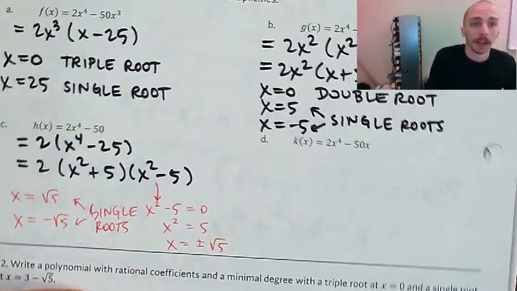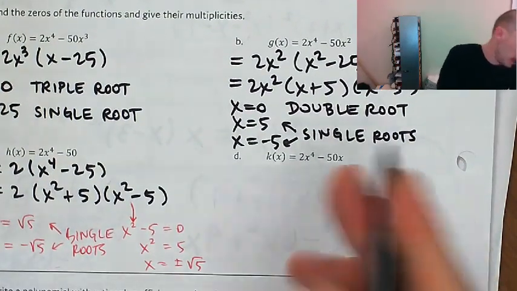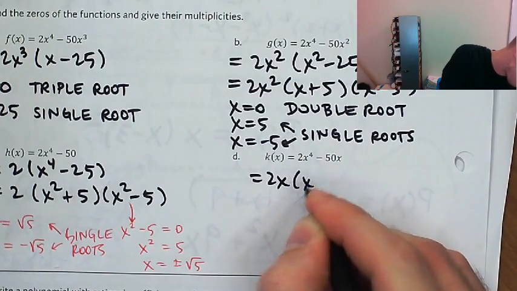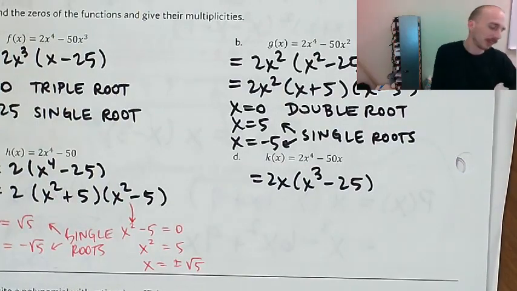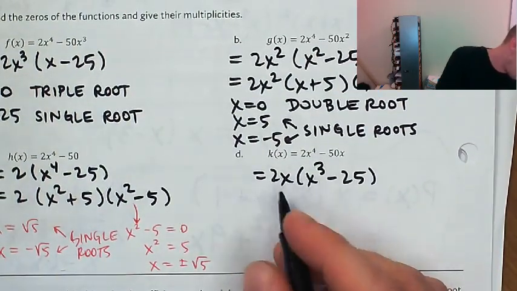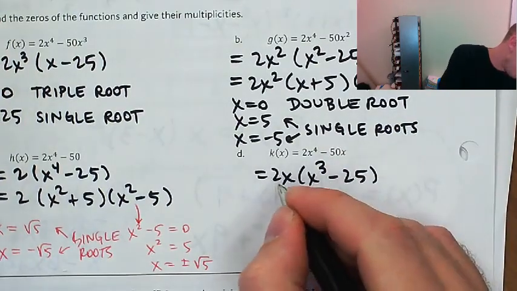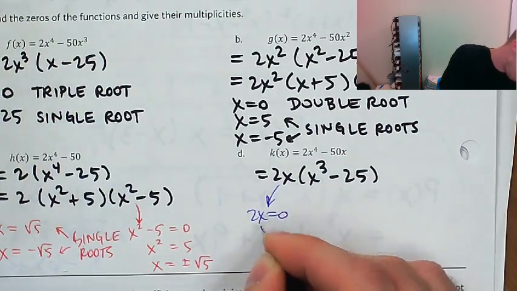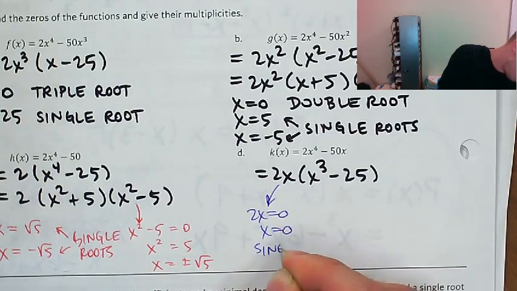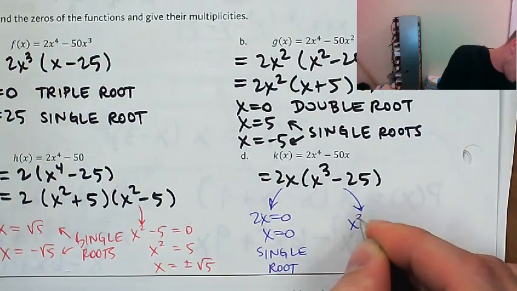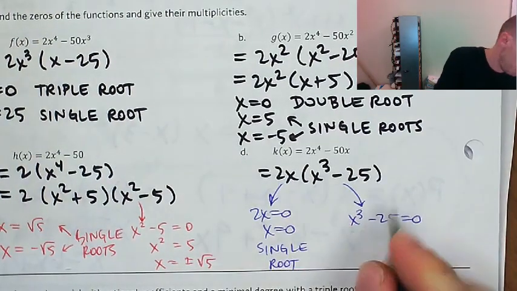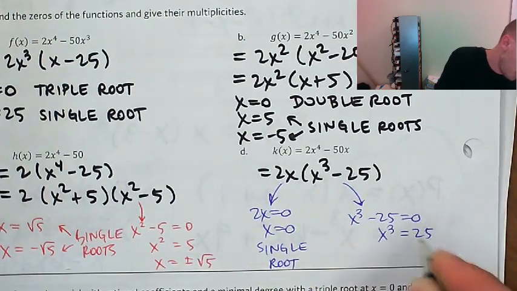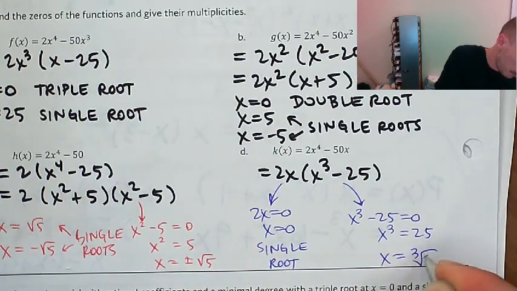Now the last one in this set is going to be, all right, I'm going to factor out a 2 and an x. I like where this one's headed. So, okay, I can either have 2x equaling 0, and that would give me x equals 0. That's going to be a single root. Or I could have x to the 3 minus 25 equaling 0. And I can solve that directly because I don't have any other x's, so I'm just going to say x to the 3rd equals 25, and x equals the cube root of 25.